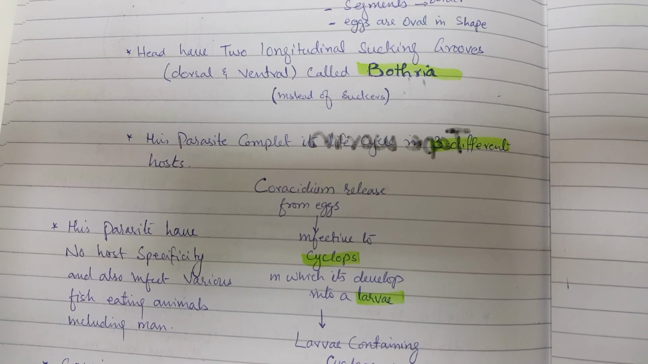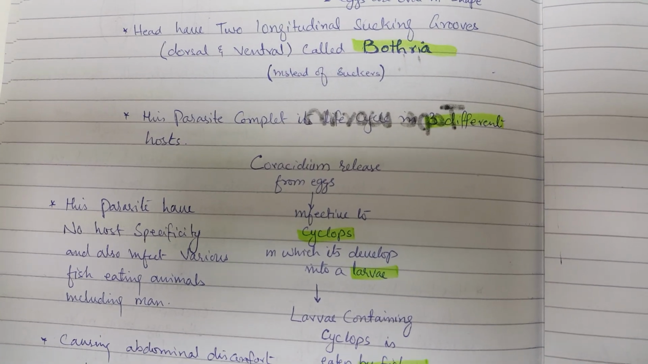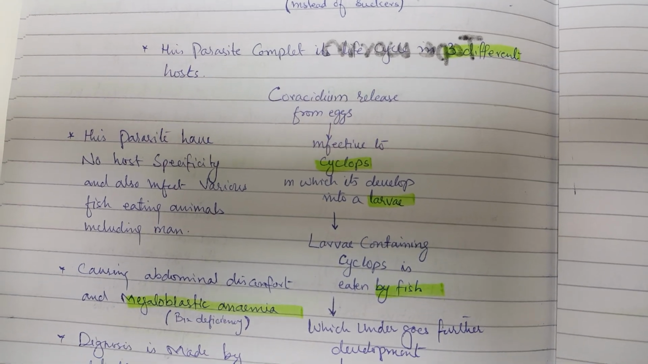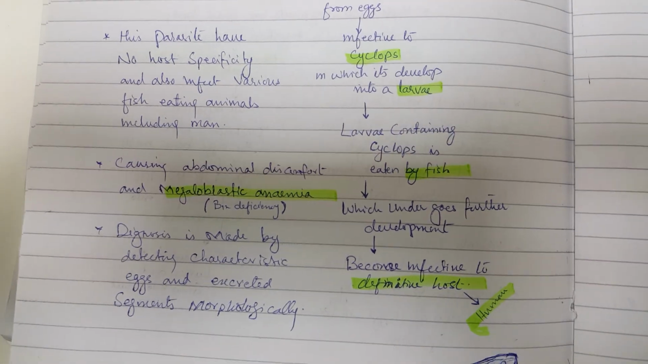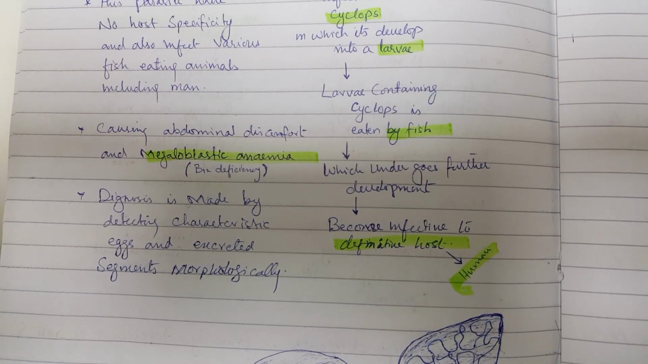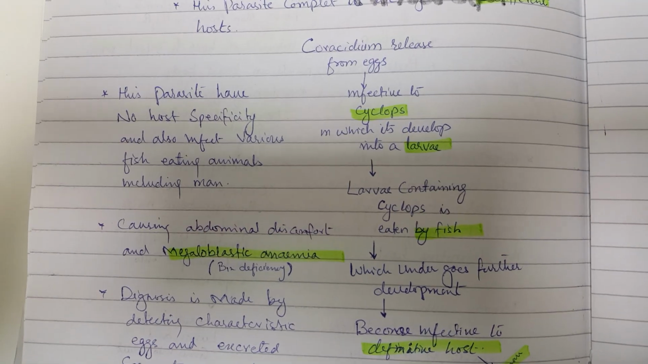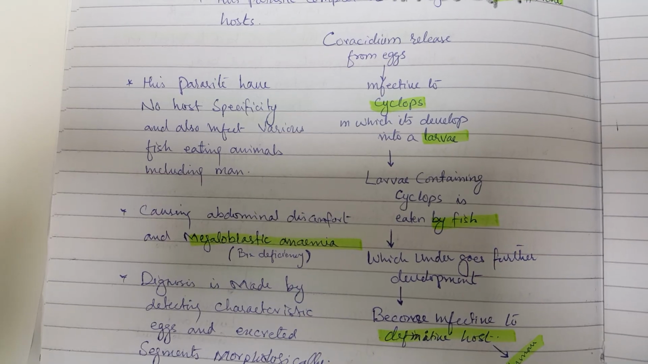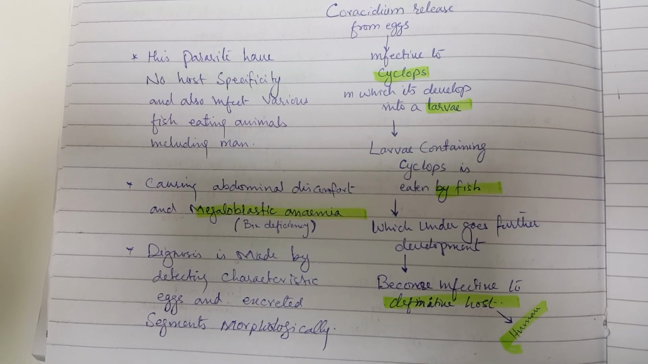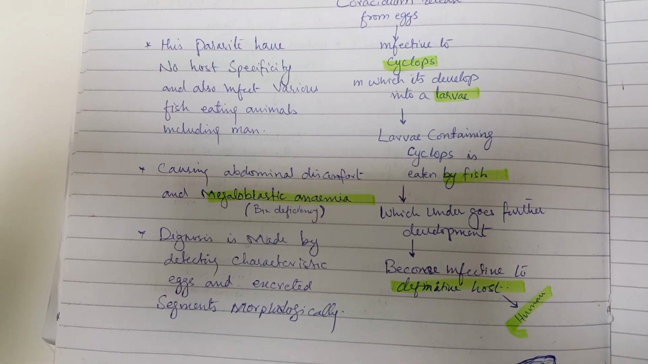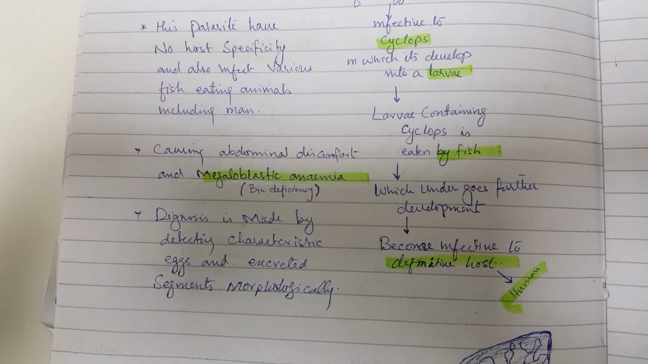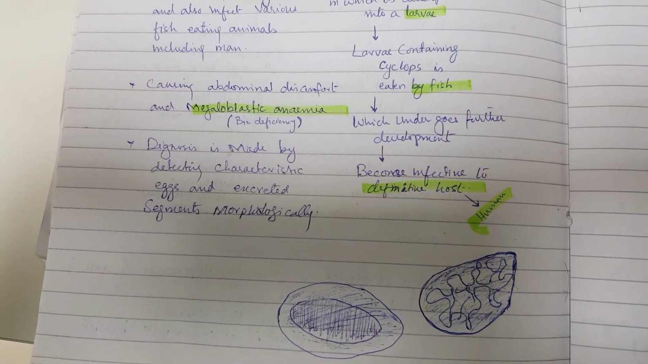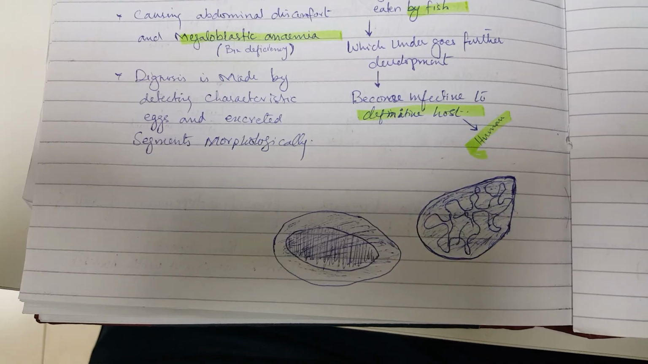The first coracidium released from the egg is infective to cyclops, in which it develops into a larva. The cyclops containing the larva is eaten by fish, where it undergoes further developmental changes and becomes infective to the definitive host, which is human. This parasite has no host specificity. It also infects various fish-eating animals, including man, causing abdominal discomfort and megaloblastic anemia, which is B12 deficiency. Diagnosis is made by detecting the characteristic eggs and the excreted segments morphologically. And if you see the eggs, they are shaped like that.